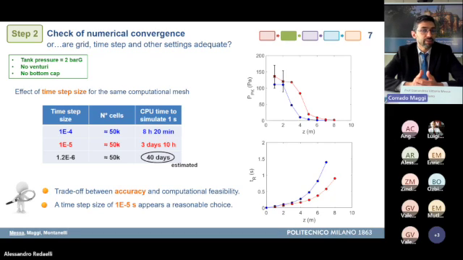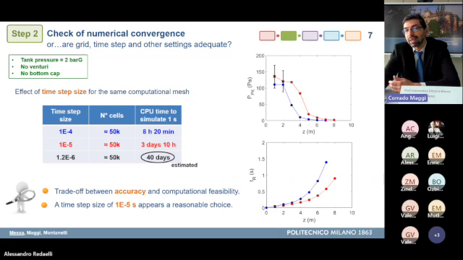And for all the 3 time steps, we evaluated the peak pressure distributions and the arrival time distributions, which are shown in the plot on the right part of the slide. And what you can see from this plot is that there is a clear trade-off between accuracy and computational feasibility. Why? Because in principle, one would like to reduce as much as possible the time step, because a smaller time step means higher accuracy. But at the same time, a smaller time step means also longer calculation time.